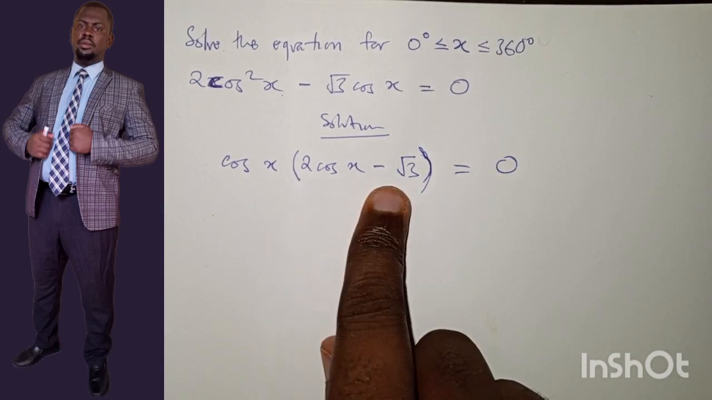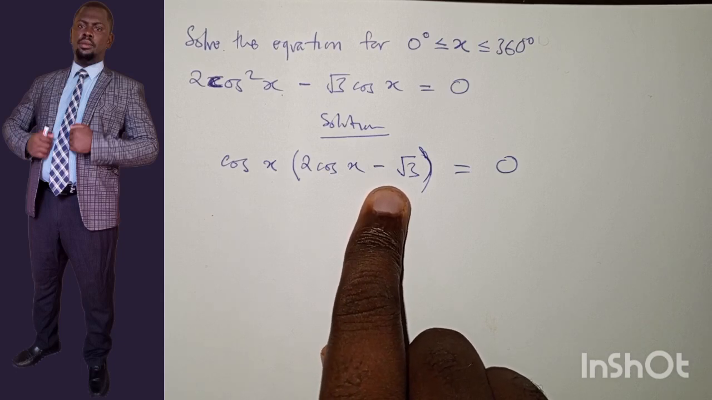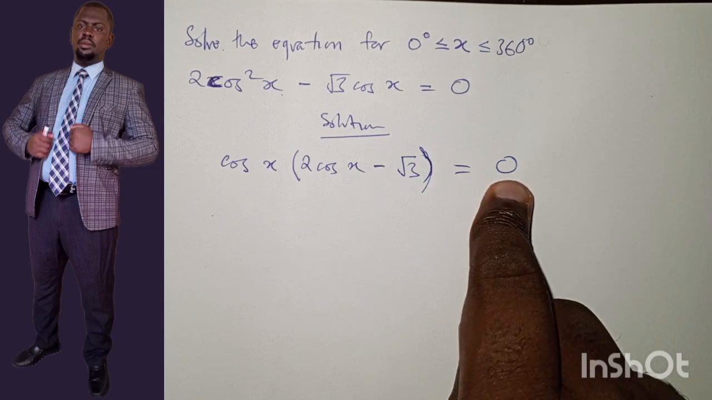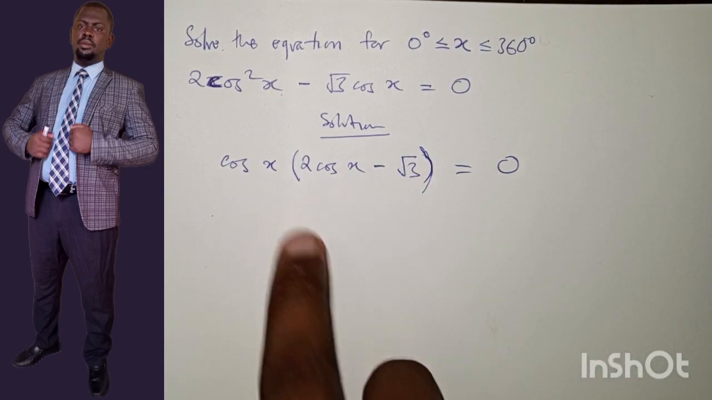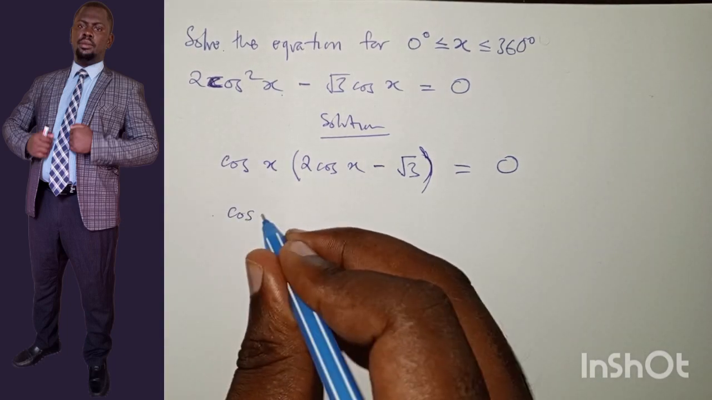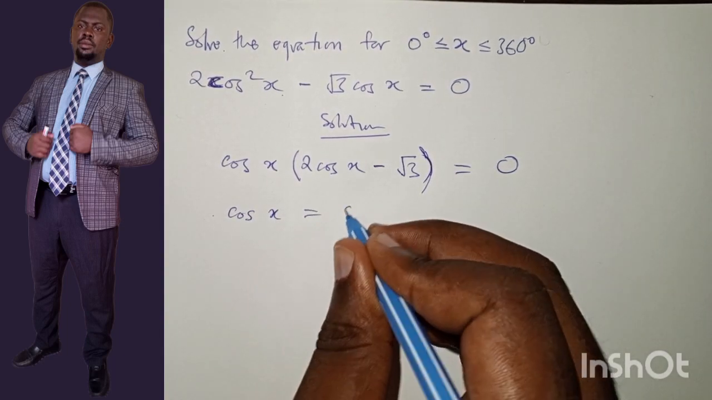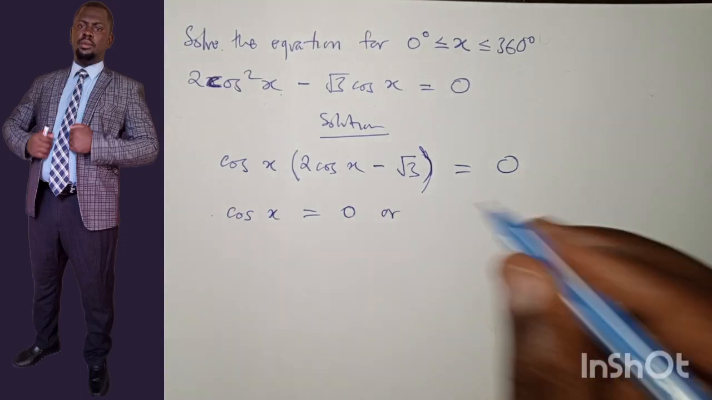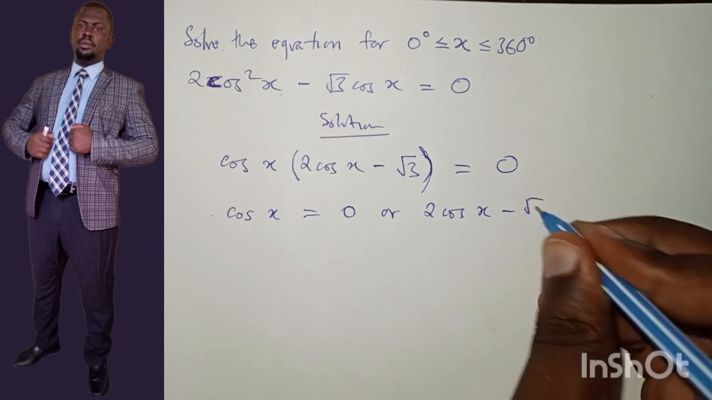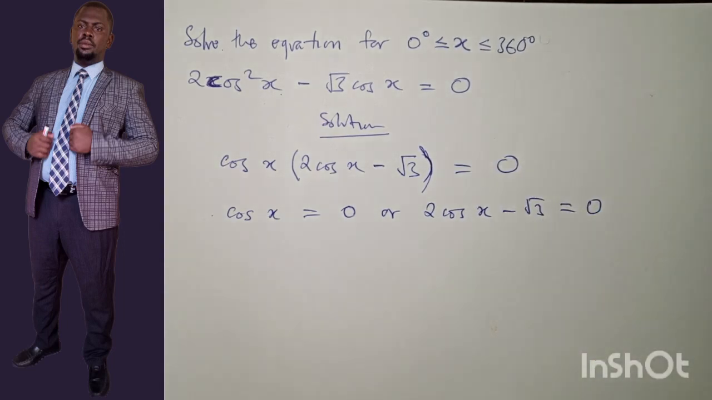There is a product here, and we know that when you multiply two terms and the result is 0, it means one of the two should be what? Should be 0, because we know that any number multiplied by 0 is equal to 0. So here we say either cos x is equal to 0, or 2 cos x minus square root of 3 is also equal to 0. Okay.